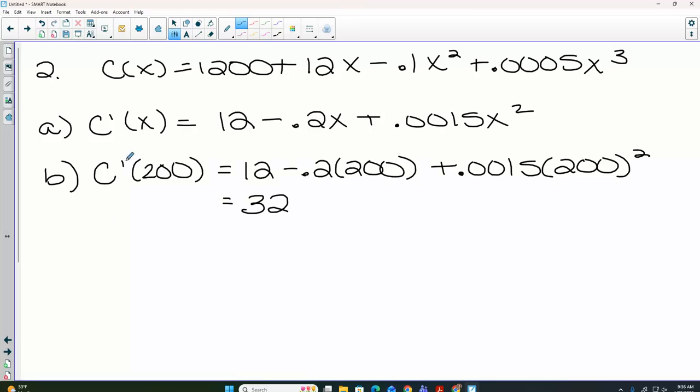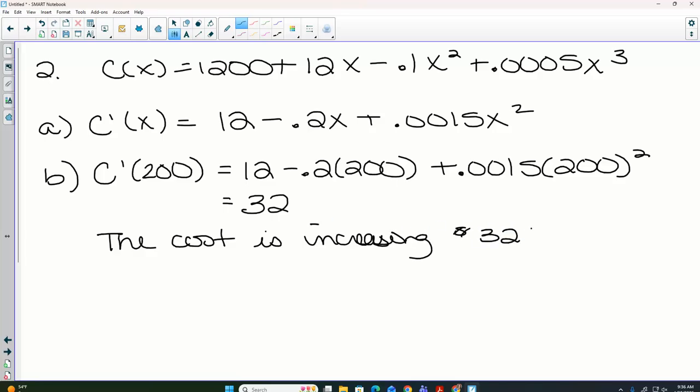Remember, a derivative is a rate of change. So it tells us the cost is changing. Since it's a positive, that means it's increasing. $32 per yard when x is 200, so when 200 yards are produced.